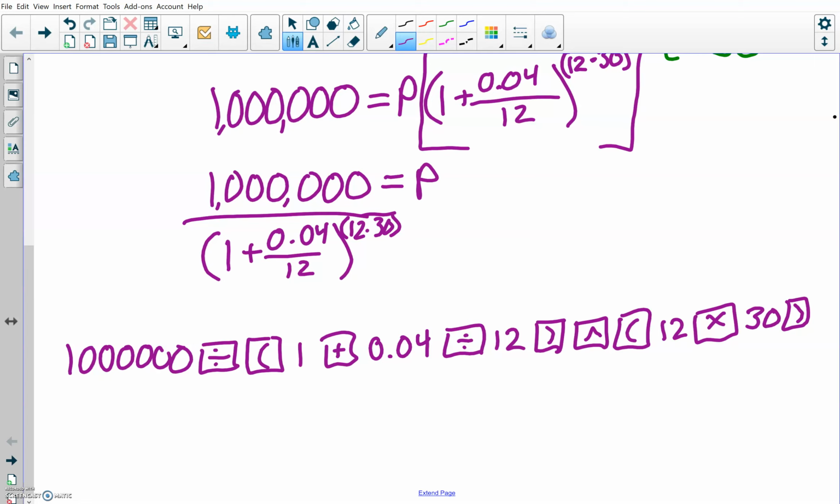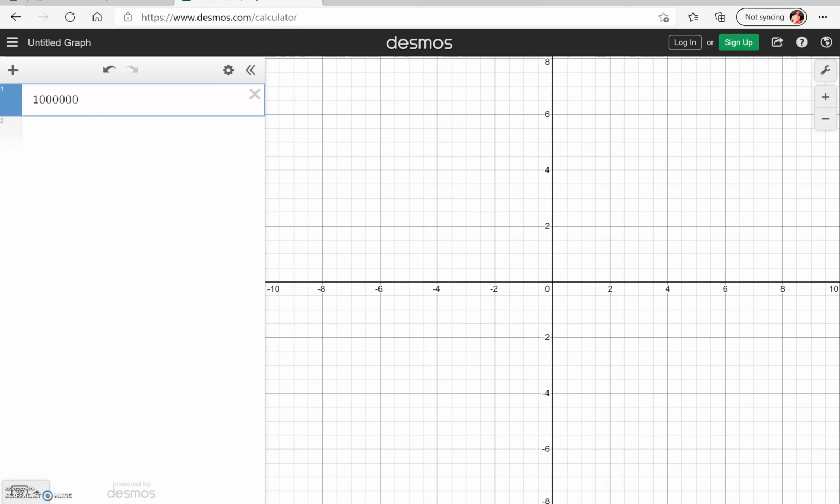Now, if you're putting this in Desmos, it'll look like this. We're going to have 1 million. You just start typing it in, and then you hit the division, which is underneath the question mark button on your keypad, and then put in the parenthesis 1 plus 0.04 divided by 12. You have to hit the right arrow to get out from underneath that little denominator where the 12 is, and get up into the main line in that bigger denominator, and then close that. Then shift 6 to get up into the power, and then parenthesis 12 times 30.